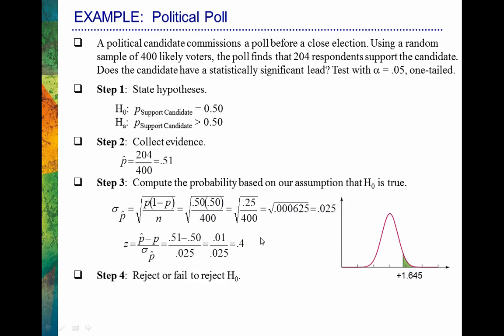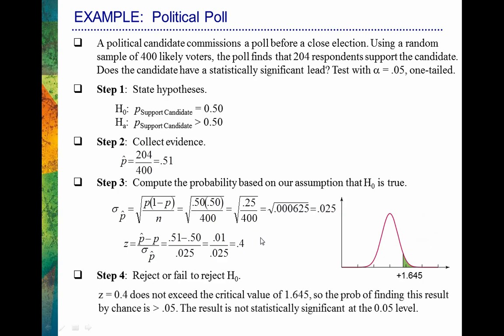Let's formalize those results in step 4. Z equals 0.4 does not exceed the critical value of 1.645. So the probability of finding this result by chance is greater than 0.05. And that was our burden right there. We needed this much evidence. We were not able to rule out chance. The probability of finding our data is greater than 0.05, so we couldn't rule it out. The result is not statistically significant at the 0.05 level.